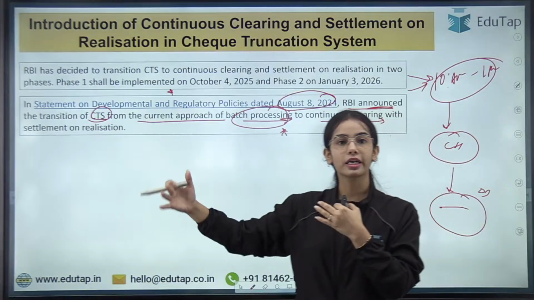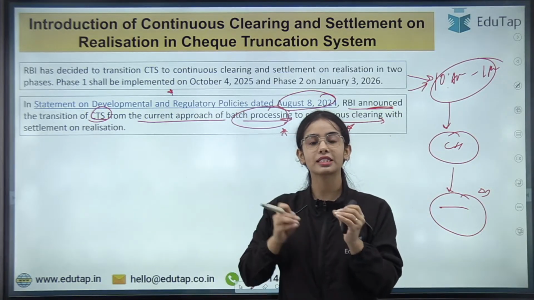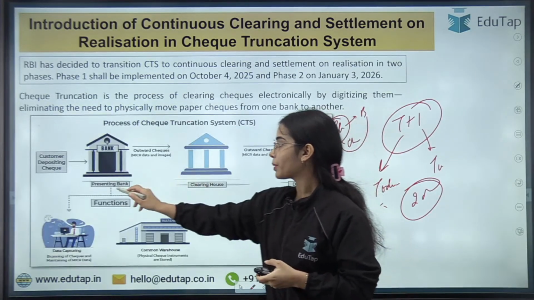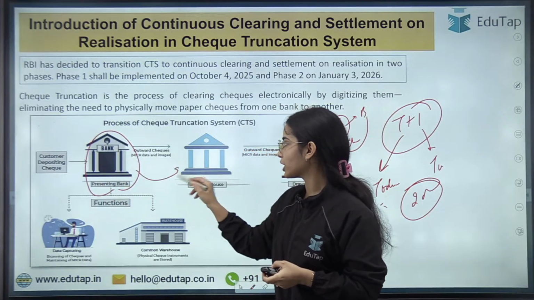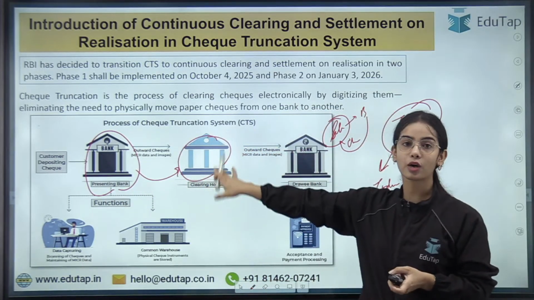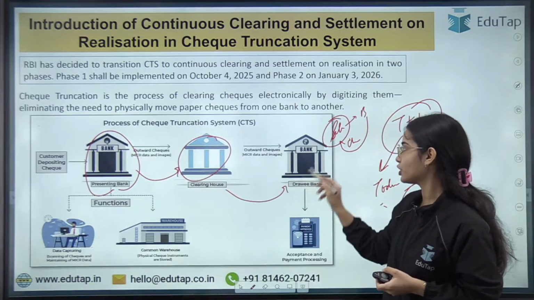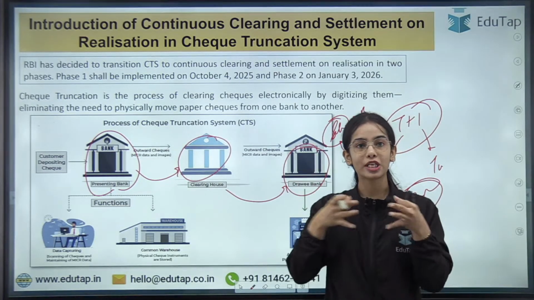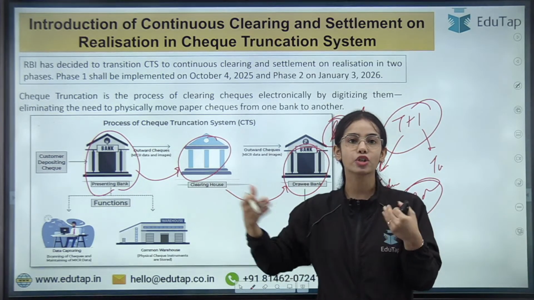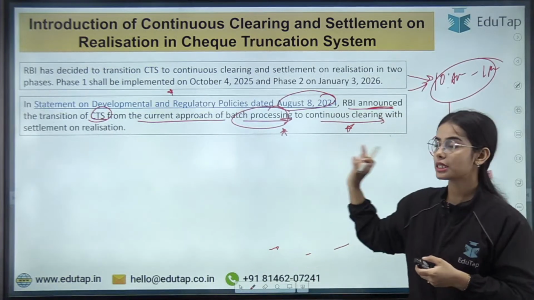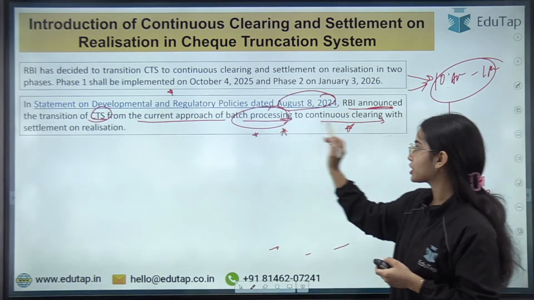Continuous clearing will happen for the check, so that as soon as the check is received by the presenting bank, they will send it to the clearing house, and as soon as the clearing house receives the check, they will send it to the drawee bank, so that the checks do not have to wait for their batch to be finished. So this is the idea that we will move from batch processing to continuous clearing.